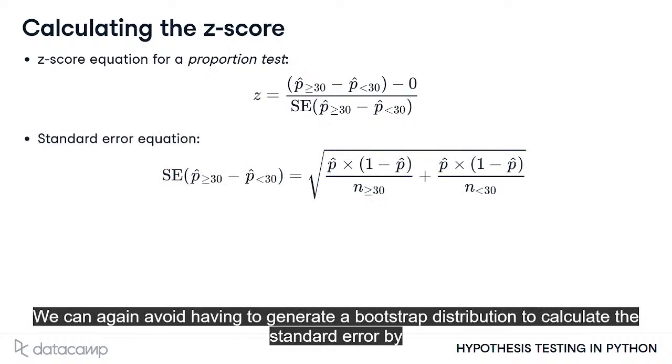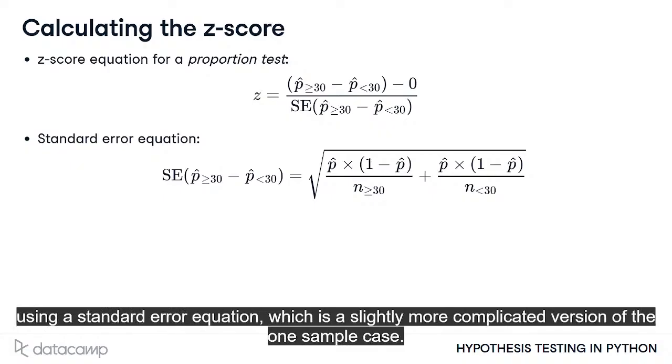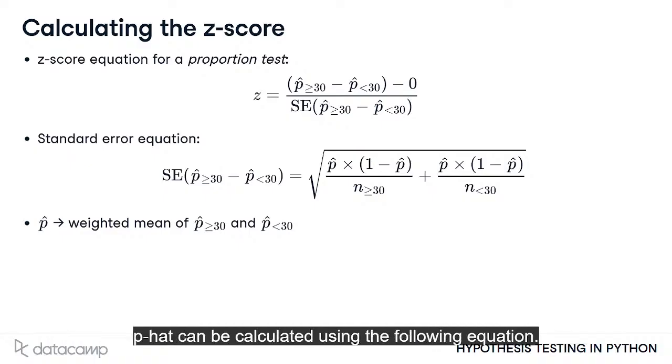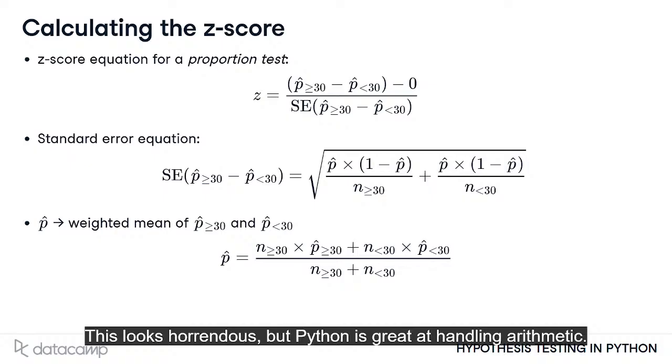We can again avoid having to generate a bootstrap distribution to calculate the standard error by using a standard error equation, which is a slightly more complicated version of the one sample case. Note that p-hat is a weighted mean of the sample proportions for each category, also known as a pooled estimate of the population proportion. P-hat can be calculated using the following equation. This looks horrendous, but Python is great at handling arithmetic.